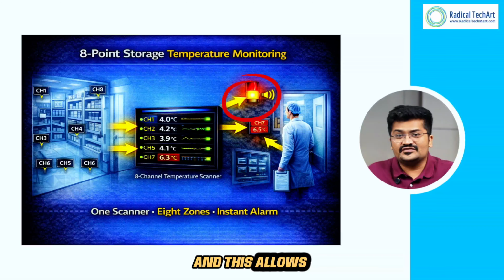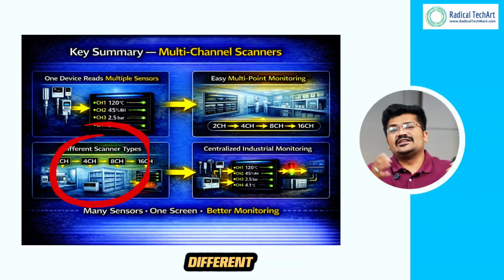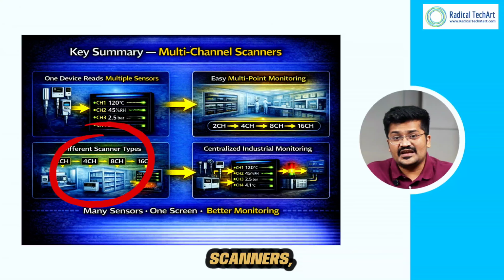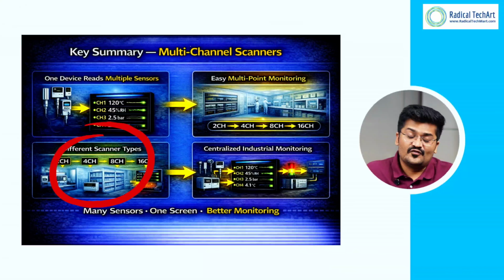In this module, we have learned what multi-channel scanners are, why they are used for monitoring multiple sensors, different types of scanners such as 2-channel scanners, 4-channel scanners, 8-channel scanners, and 16-channel scanners, and their role in industrial monitoring systems. Multi-channel scanners simplify monitoring in systems with many sensors. They provide centralized display, easier monitoring, and better process control. Understanding this system helps application engineers to design efficient multi-point monitoring solutions for customers.